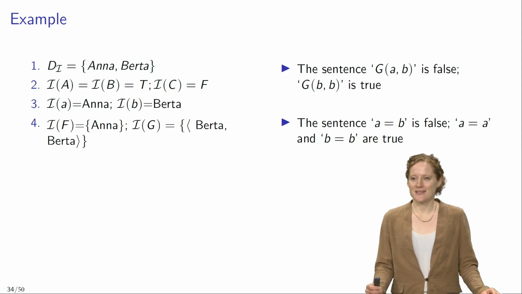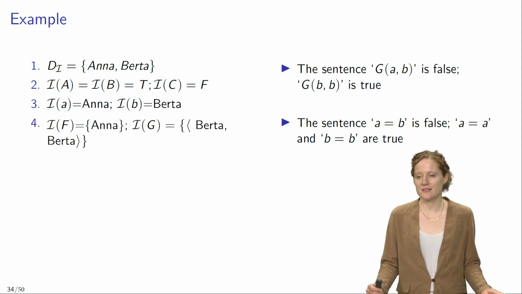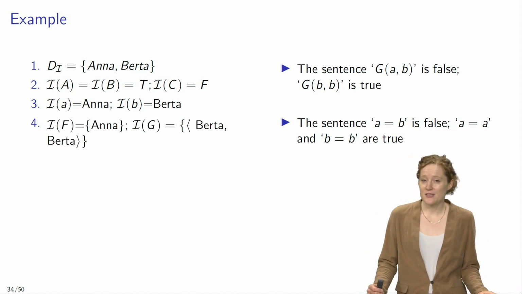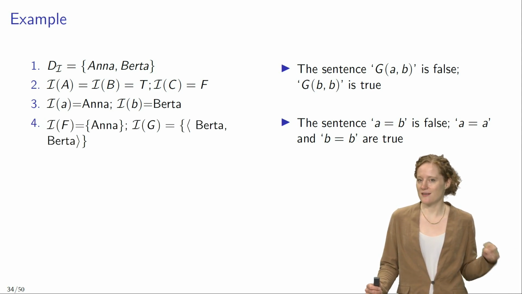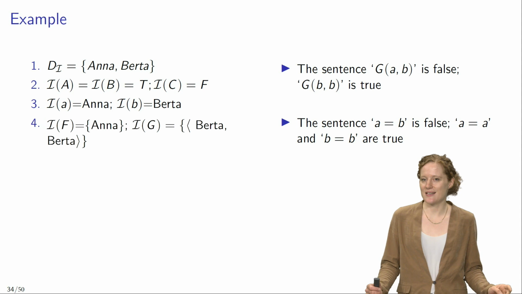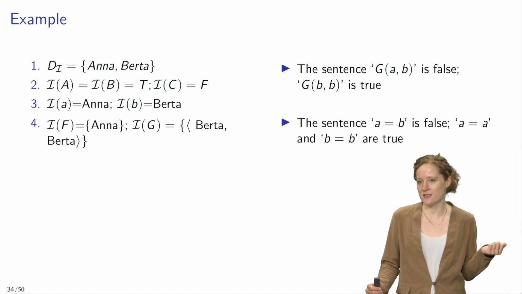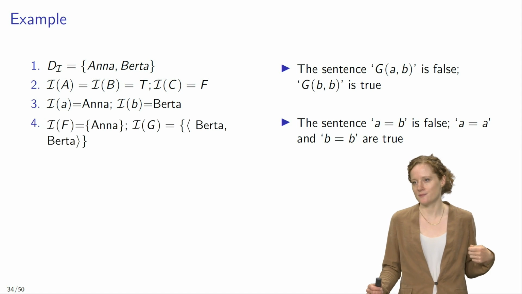Let's look at a couple examples to see how this works. So here on the left-hand side, you see an interpretation. The domain includes 2 objects, Anna and Berta. Then we have 3 sentence letters. Let's ignore them for now, they don't matter. The interpretation assigns Anna to the name A and Berta to the name B, meaning that A refers to Anna and B refers to Berta. And then our interpretation says that the predicate F applies to Anna and the predicate G applies to the ordered pair that has Berta as first member and Berta as second member.